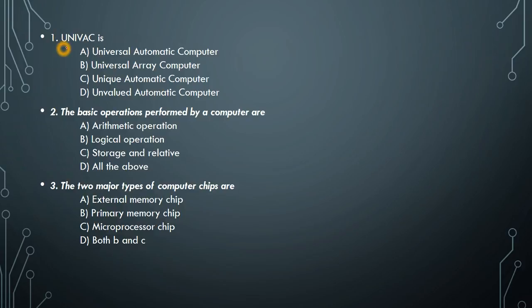So we have a first question. UNIVAC is a universal automatic computer. It's not atomic, it's automatic computer. You can simply derive it from here. Array is not a computer. Array is a different type. Like if you code, this is an array: one, two, three, four, a set of numbers, a set of alphabets, a set of strings. This is an array, so this is not the correct answer. Unique kind of resembles it, but it's not a correct answer. Unvalued is not a term. So the correct term is universal automatic computer.